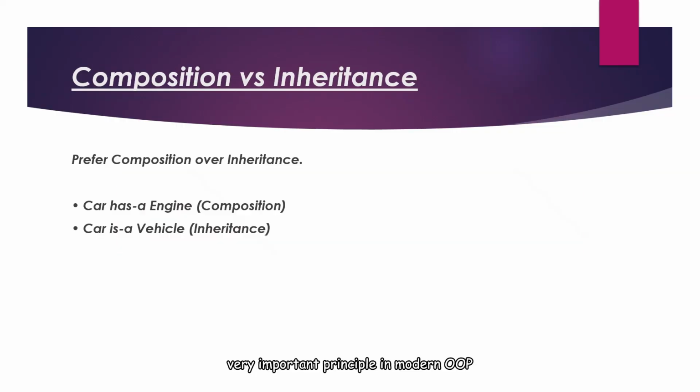A very important principle in modern OOP design is preferring composition over inheritance. Instead of forcing deep class hierarchies, we build systems where objects collaborate. A car has an engine, that is composition. A car is a vehicle, that is inheritance.